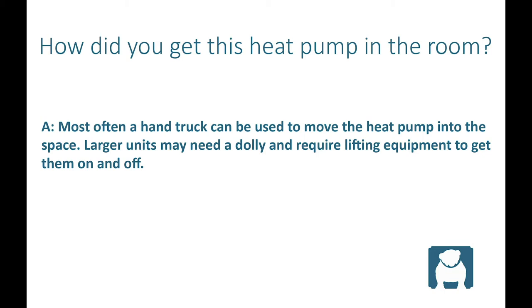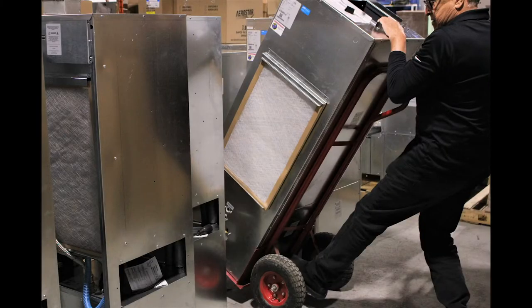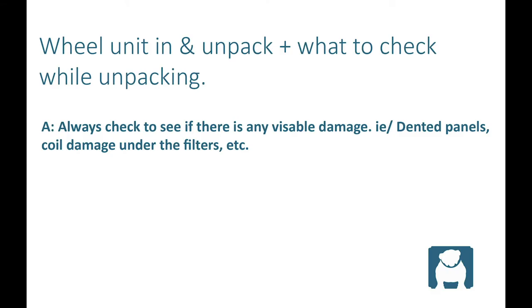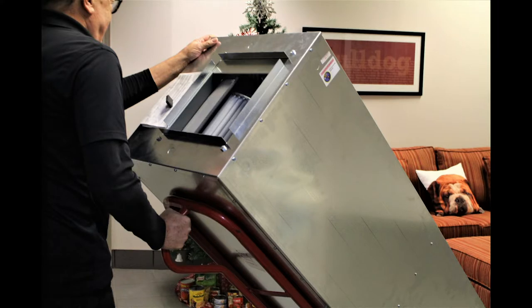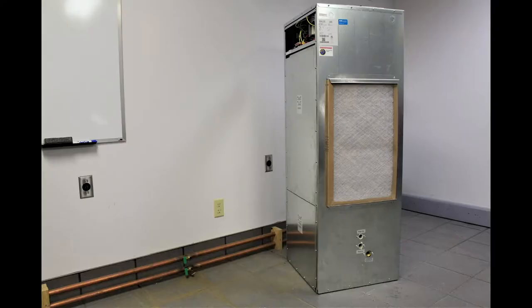So, how do you get the heat pump in the room or get it to where it's got to go? Well, most often that's done with a two-wheel hand truck. Dollies can be used, and sometimes lifting devices are required for heavier units. Always remember to be careful and don't knock it about too much. While you're doing this, always check to see if there's any visible damage, dented panels, coil damage, or damage under the filters. It's always good to give it a thorough check over and report any damage or anything that you might find unusual as soon as possible.